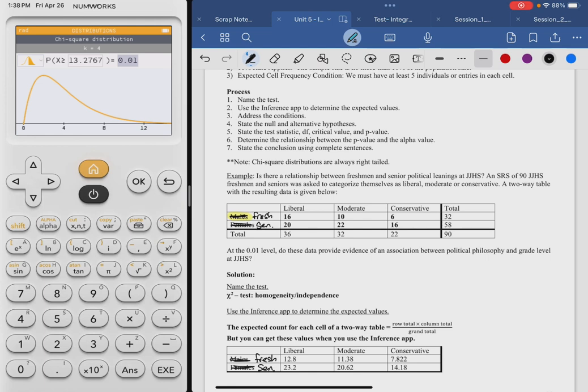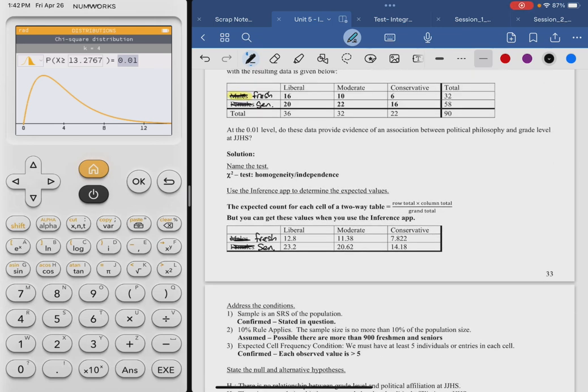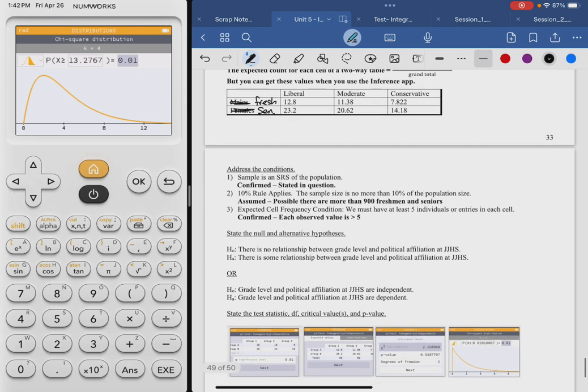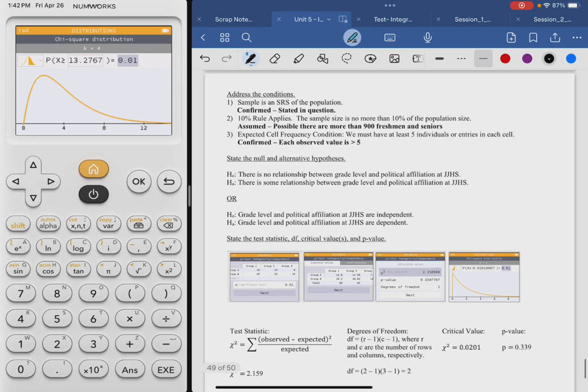So a question that you might be asked is, at the 1% level, do these data provide evidence of an association? We say association or relationship between the two variables, political philosophy and grade level. All right. So I carry you through the conditions, setup, calculations, and all that stuff through this guided example. You see the null and alternative hypotheses are that there's no relationship versus some relationship.